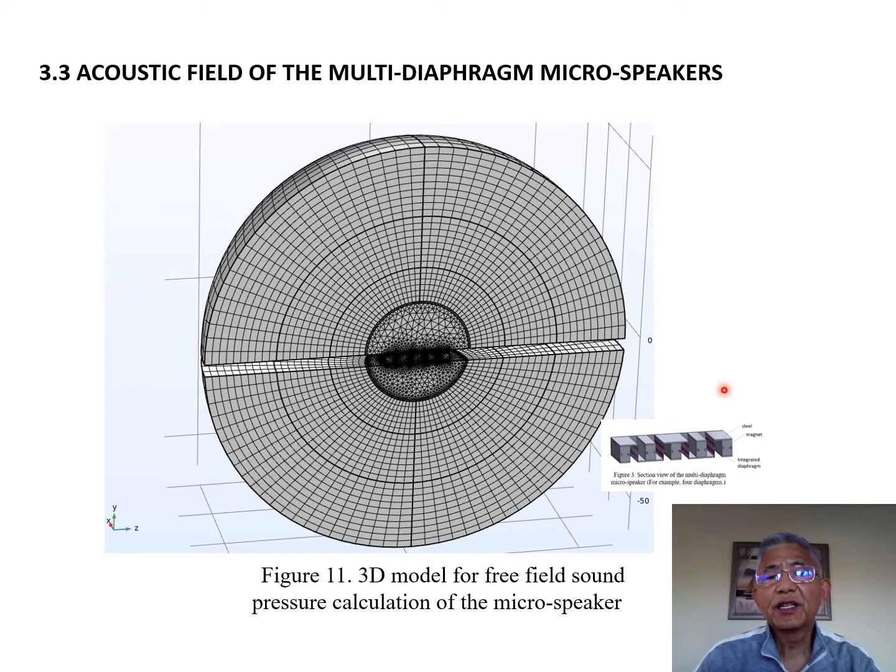So after we get the Lorentz force on each coil, we apply the right boundary condition. We make this solid mechanics model into the whole model. This is the acoustic model of the multiple diaphragm microspeaker calculation. This is the PML, perfect matched layer, to absorb the outgoing waves.